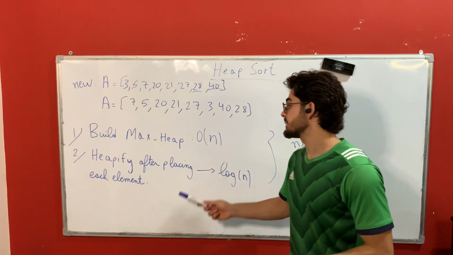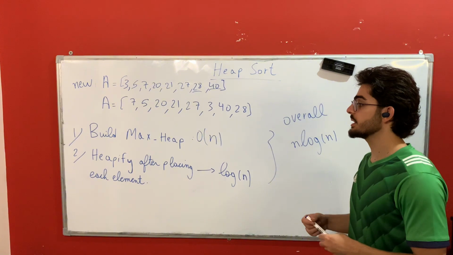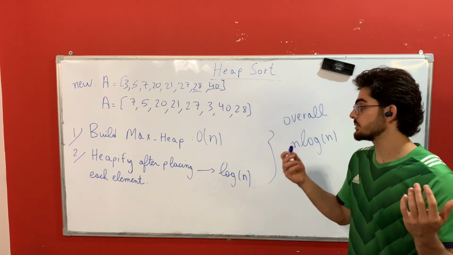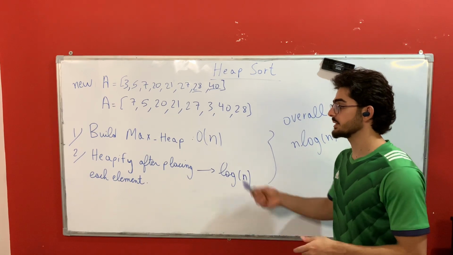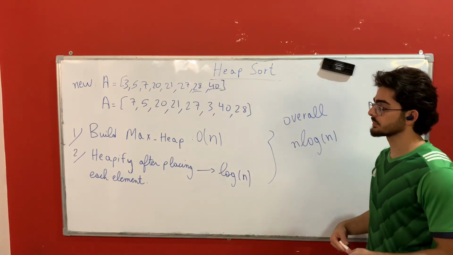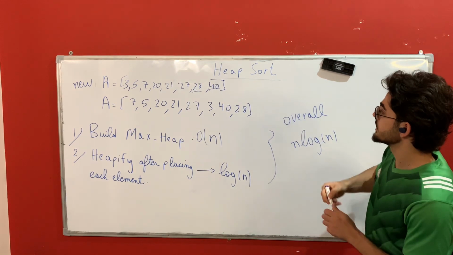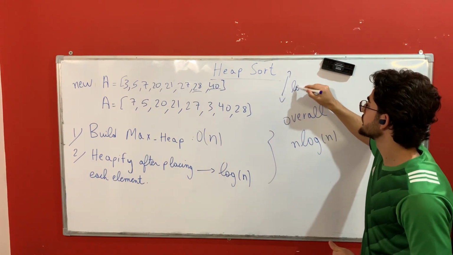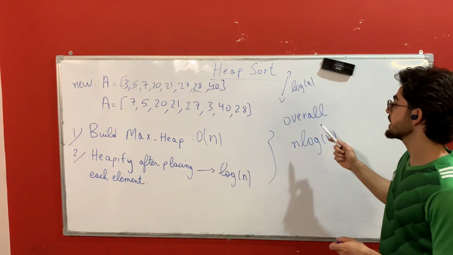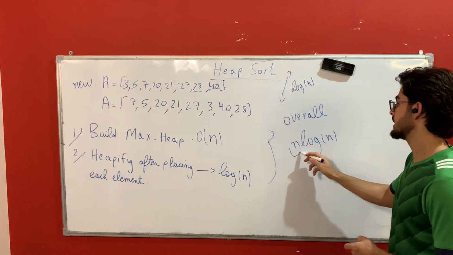The build max heap takes big O of n, since we are iterating backwards from the non-leaf nodes of the array, and at each iteration there may be recursive calls to continue the process of building a max heap and heapifying. The heapifying process alone takes log n time, since we are traversing from the root of the tree to the bottom of the tree, so the height of the tree would be log n. But we are doing this heapify process for every element of the array, so the overall time complexity of heap sort will be n log n.